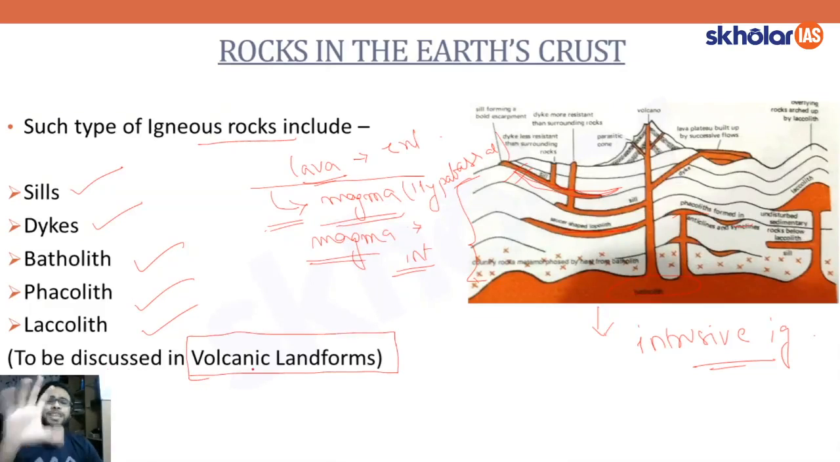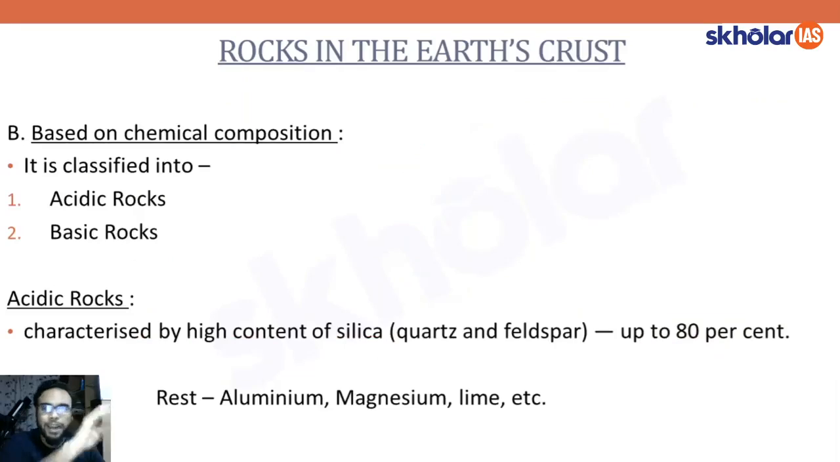Fine. So for the time being, just understand that sills, dikes, batholiths, phacoliths and laccoliths are examples of hypabyssal or intermediate rocks. What their structure looks like, we'll talk about in the volcanic landform or the volcanism chapter. Fine. Okay, so this was the first basis of classification. So what was the first basis of classification? It was on the basis of time and place of cooling, right?